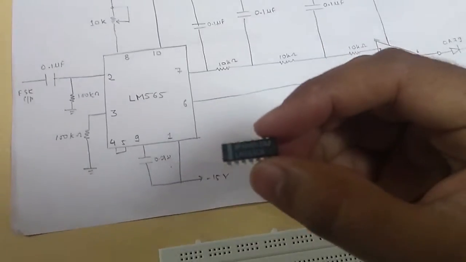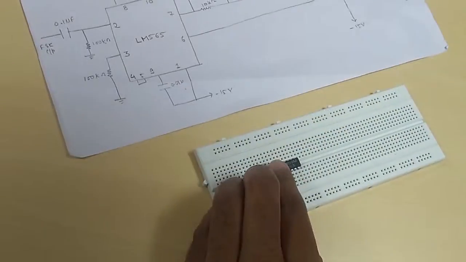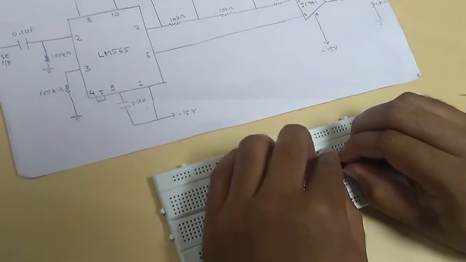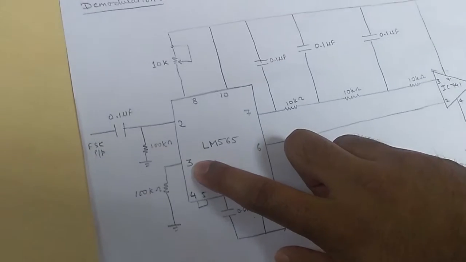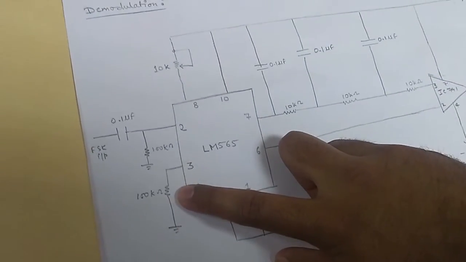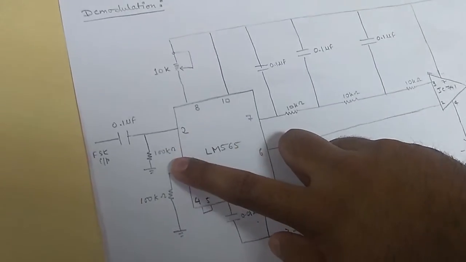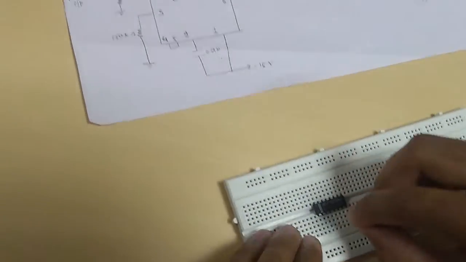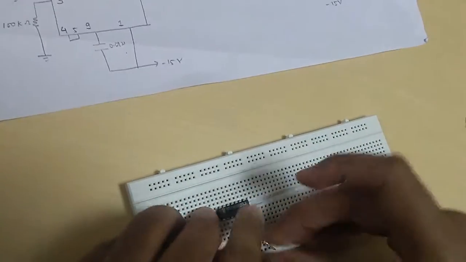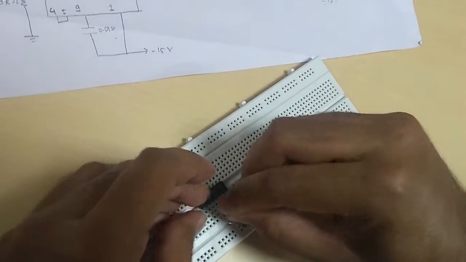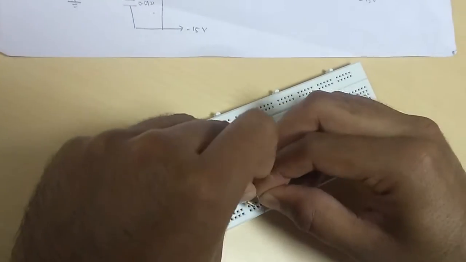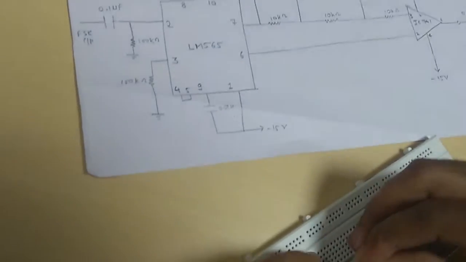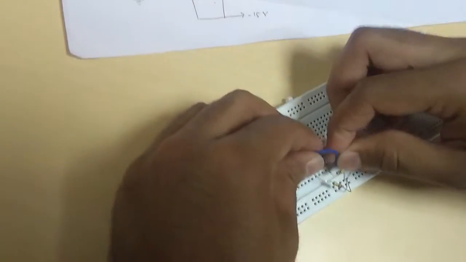First of all, this is LM565. We're gonna connect it here on one side of the breadboard. This is the op-amp which we're gonna attach on the other side of the breadboard. As we can see here, the third pin is connected to ground via 100K resistor, as well as the second pin is also grounded via 100K resistor. Here we have 200K resistors, which I am putting to ground. Then we can see that 4th and 5th pin are shorted, so I'm taking a wire and I'm shorting these 2 pins.